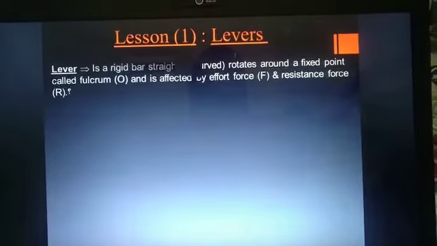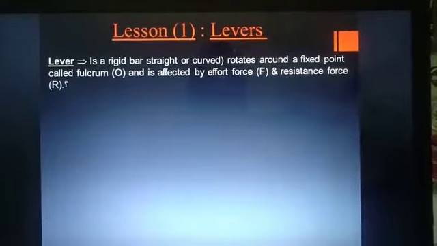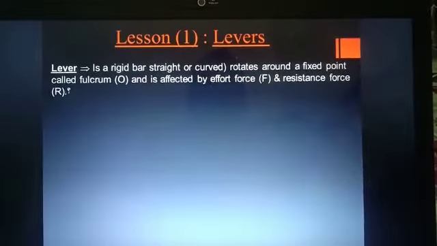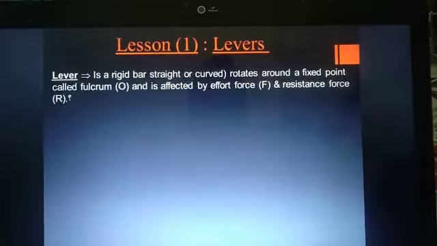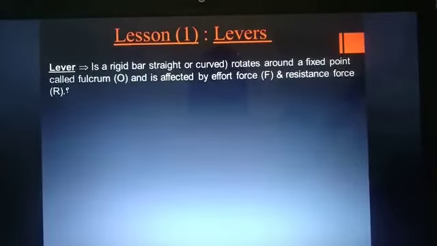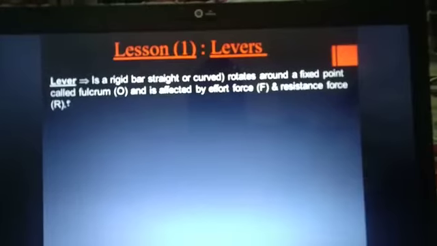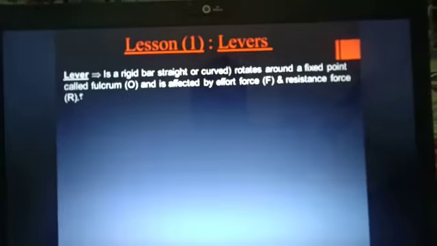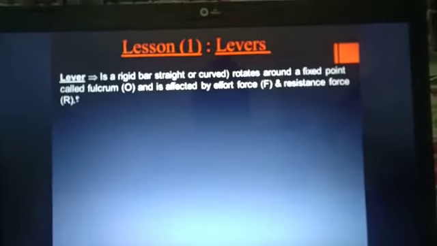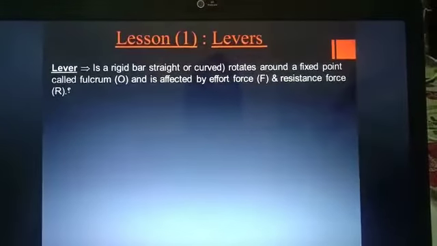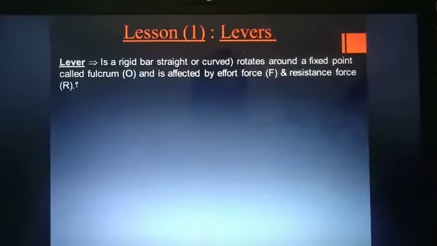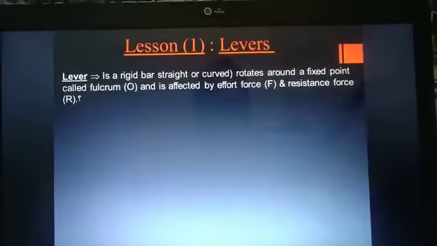What is a lever? A lever is a rigid bar, straight or curved, that rotates around a fixed point called the fulcrum or O, and is affected by effort force and resistance force. Or we can say that a lever is a simple machine that helps us to do our tasks.